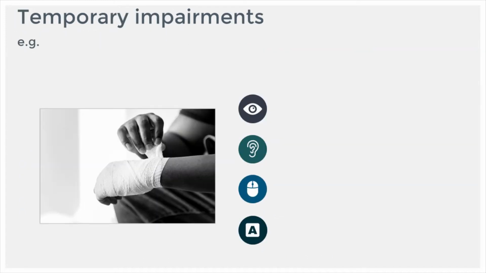Temporary impairments are considered to be any impairments which last for less than 6 months. They are circumstances or situations which could happen to any one of us at any time. The picture in this slide, which shows an injured hand wrapped in a bandage, gives a good example of a temporary motor impairment. Now pause the video and see if you can think of any other examples of temporary impairments before we move on.